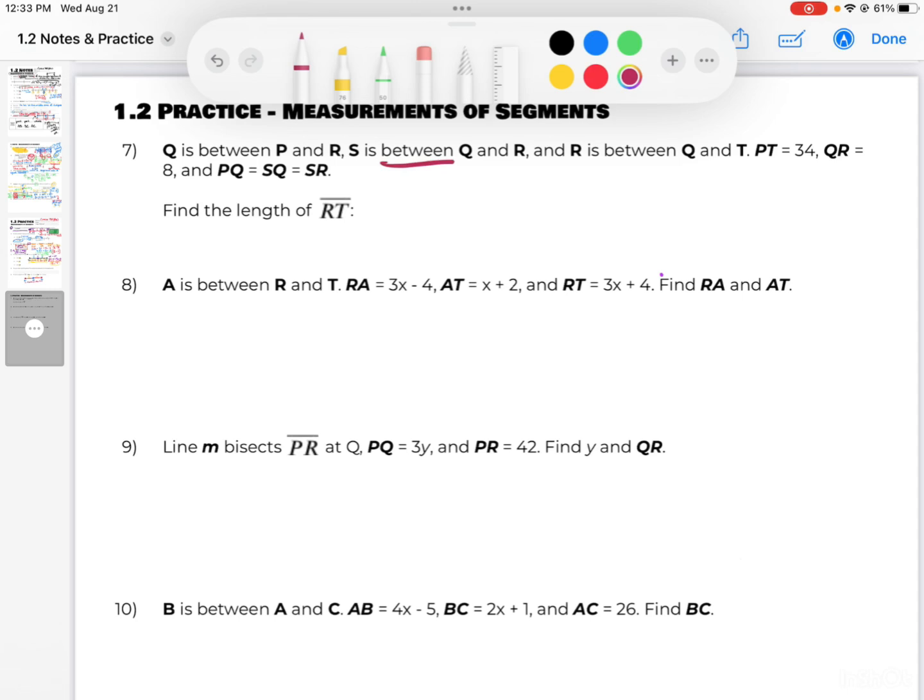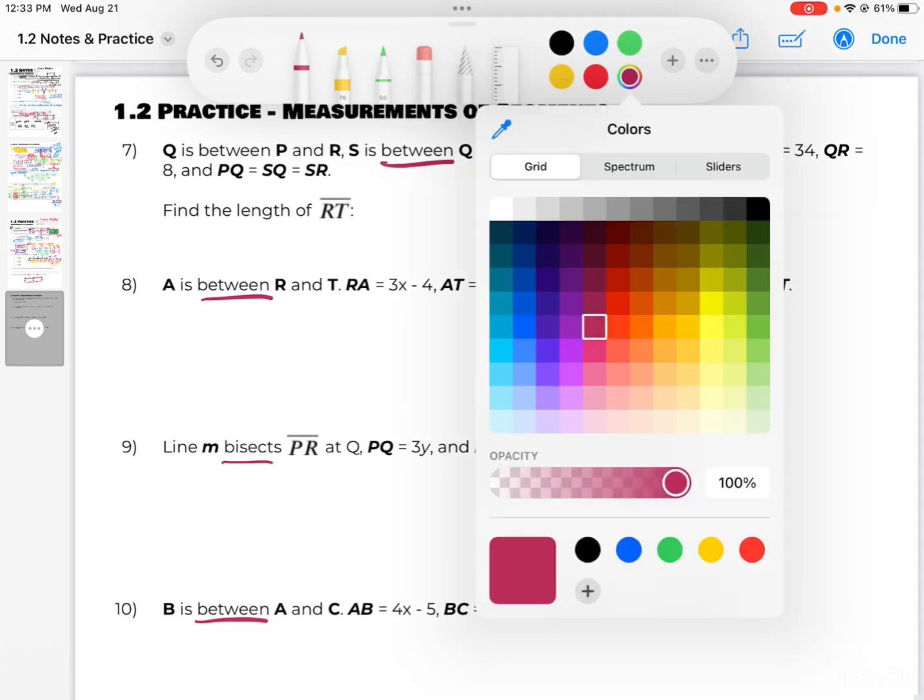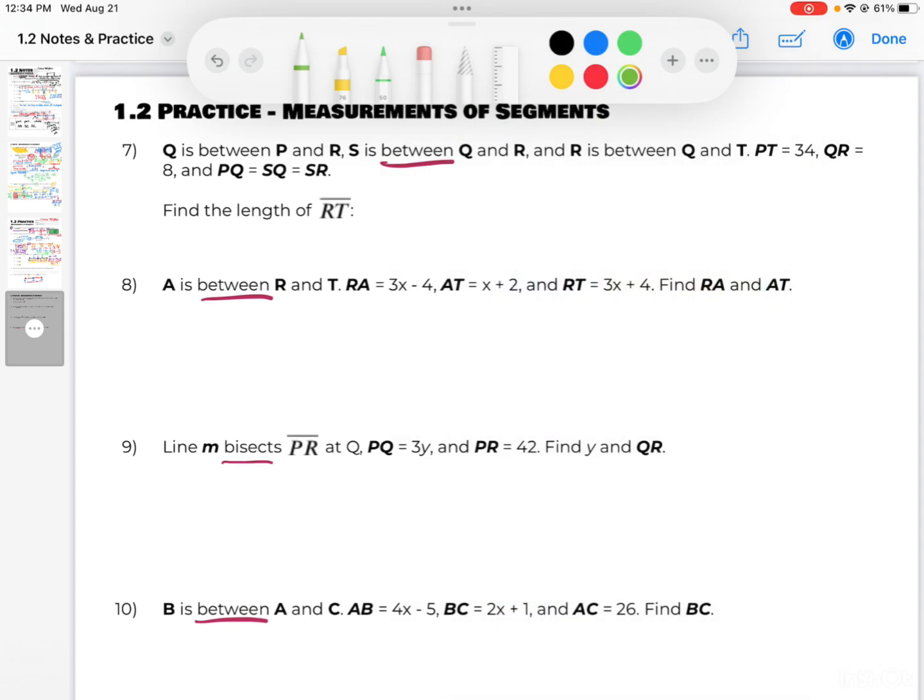The rest of these use a lot of words like between and bisects. They're all very similar, and I'll solve a couple of them for you, but I don't want you to just skip over these. I want you to take the time to do each one and really get a good grasp of everything. The first one says that Q is between P and R.